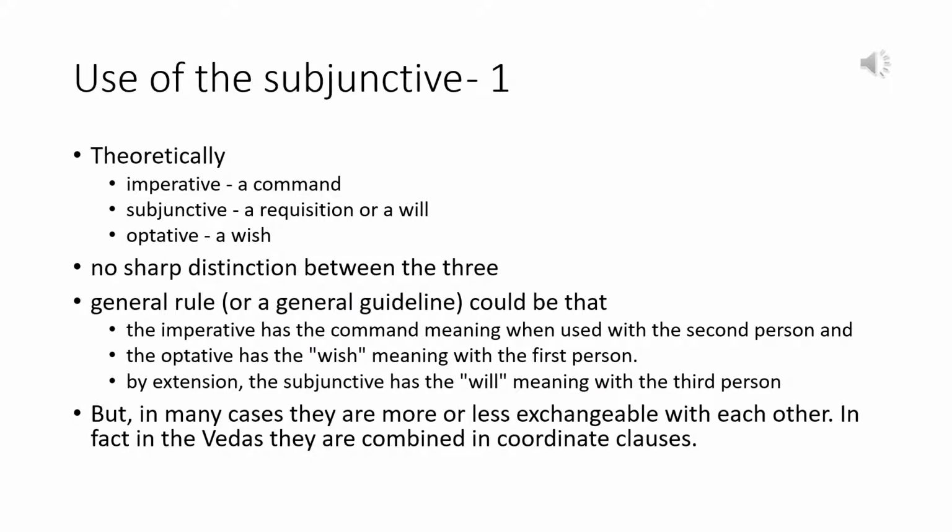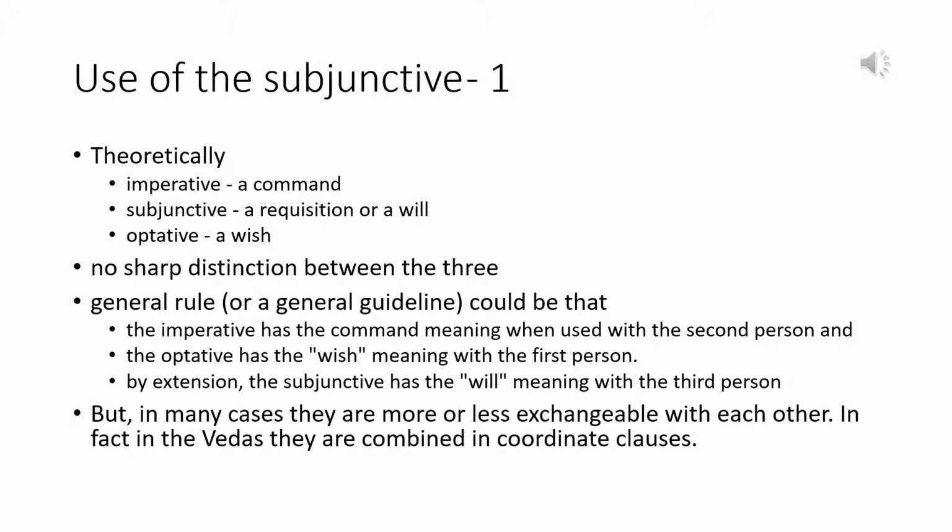Let us now look at the use of the subjunctive. We looked at the optative and the imperative before in lesson 10. The main difference between the imperative, the subjunctive, and the optative is this. The first one expresses a command, the second a requisition or a will, and the third a wish. However, there is really no sharp distinction between the three in use.